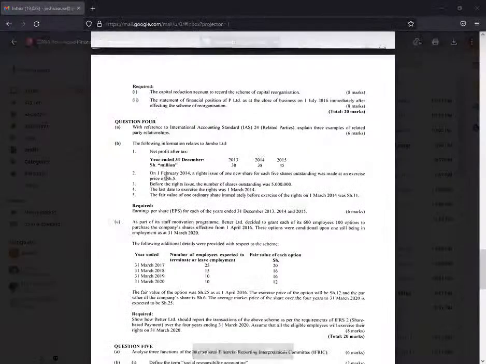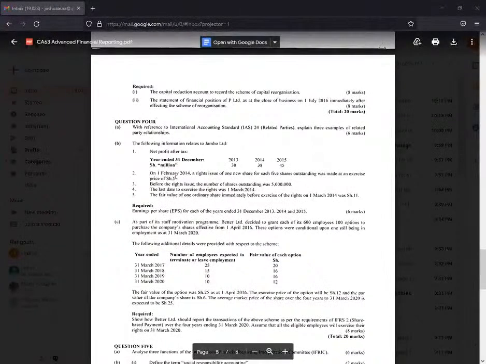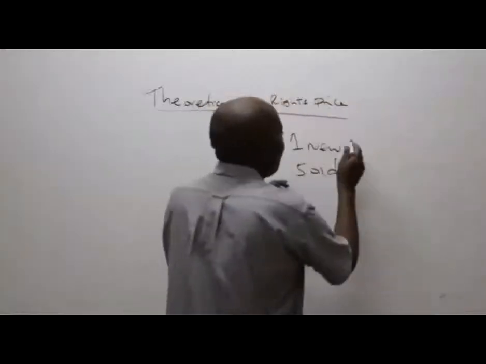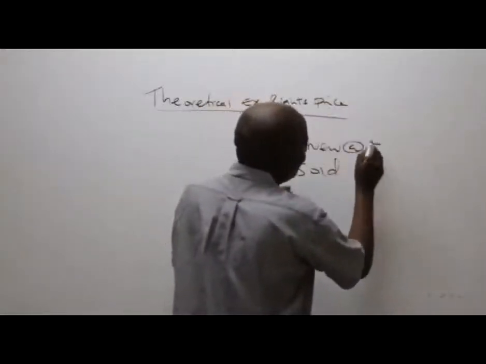I can see on 1st February 2014, a rights issue of 1 new share for each 5 shares outstanding. So for each 5 old shares, 1 new share was made at an exercise price of 5. So the new share here is going for shillings 5.